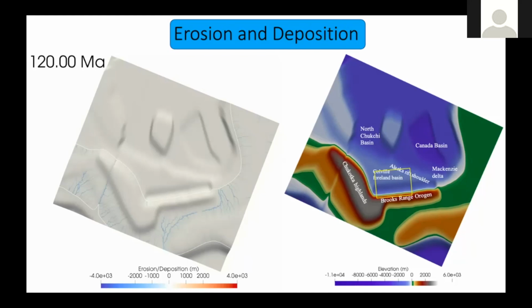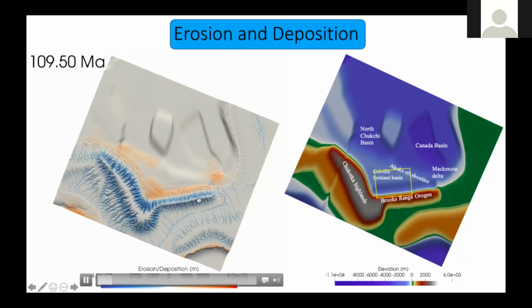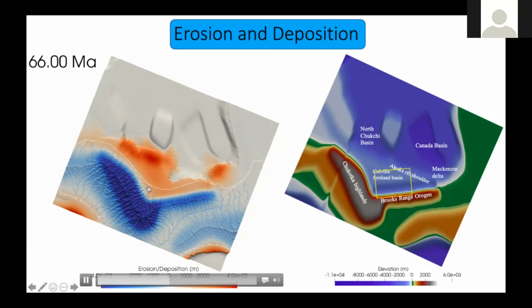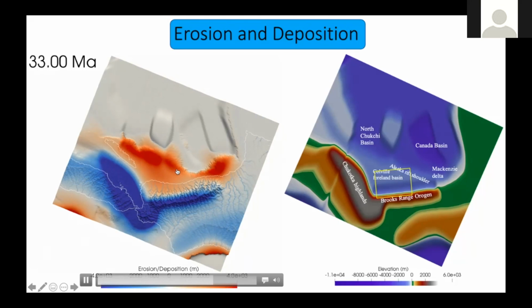The models capture the erosion of the Brooks Range orogen and the Chukotkin Highlands to the west here, as well as the eastward to northeastward directed sediment dispersal across the Colville Foreland Basin, eventually overstepping the Barrow Arch Rift Shoulder, or the Alaska Rift Shoulder over here.